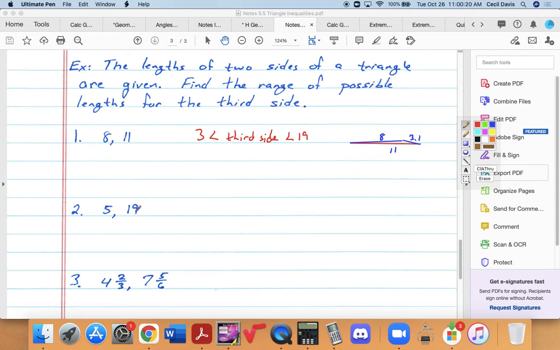All right, so what about if the two sides you were given are 5 and 19? Less than 14. I mean greater than 14. All right, so it's got to be more than 14 and less than 24, exactly right. Somewhere between 14 and 24, but not equal to 14 and not equal to 24. Anywhere in between, though, it's going to make a triangle, even if it is a really skinny one.